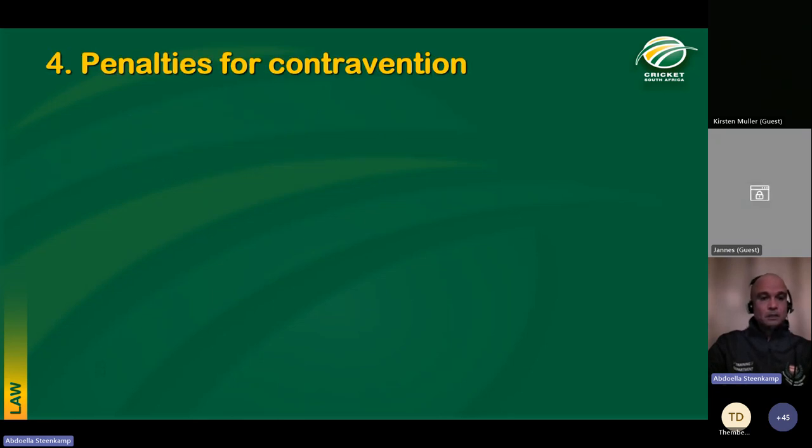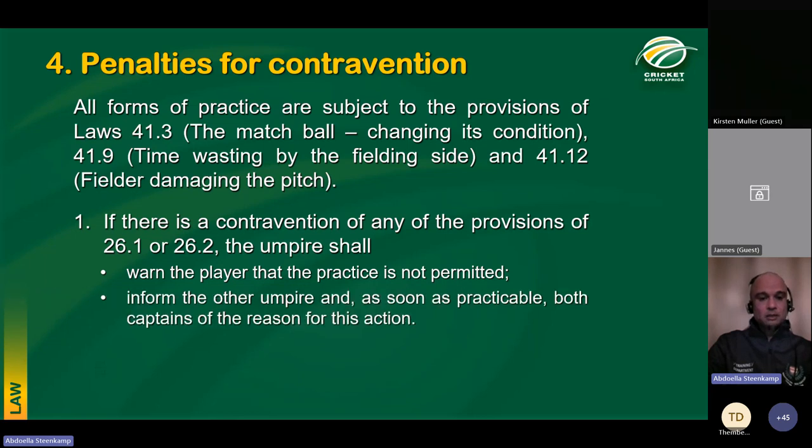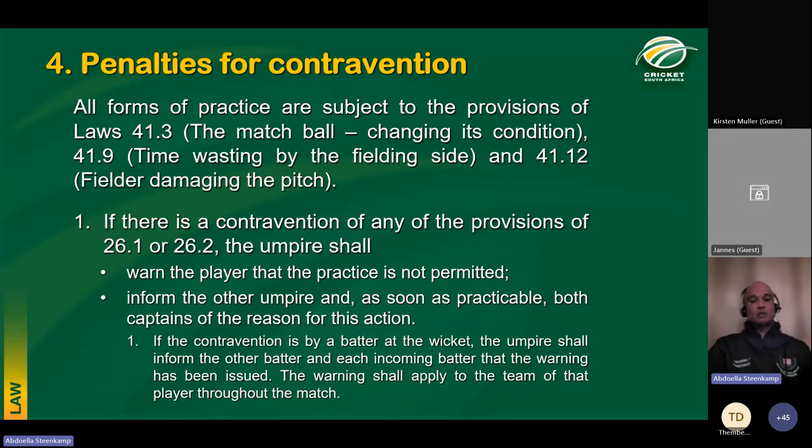So what happens if a player contravenes these points that we've just covered? Let's say they do bowl on the match pitch. What do you do? The law tells us that if there is a contravention, the umpire is to warn the player that this type of practice is not permitted, inform the other umpire, and as soon as practicable, both captains, of the reason for this action. If the contravention was by a batter at the wicket, the umpire is to inform the other batter and each incoming batter that there has been a warning, and this warning shall apply to the team throughout the remainder of the match.